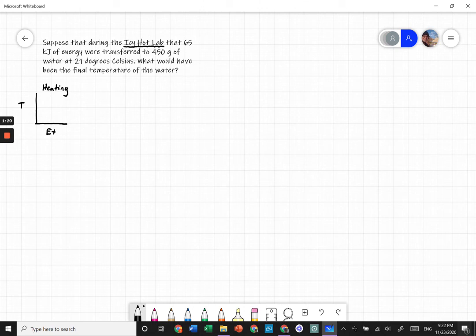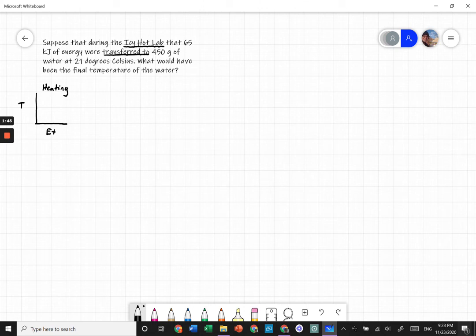So suppose that during the icy hot lab that 65 kilojoules of energy were transferred to 450 grams of water. Transferred to, that's probably going to tell us that energy transfers into the system. So it should be E plus for our heating curve. So I'm going to say that those two key terms, the fact that it's an icy hot lab and the fact that energy is transferred in, tells us it's heating.